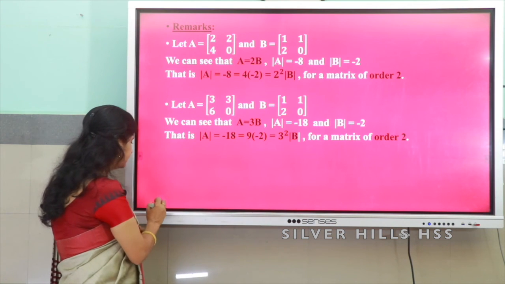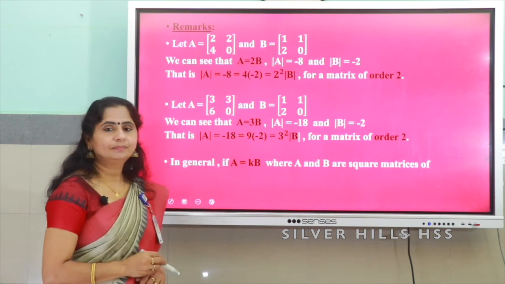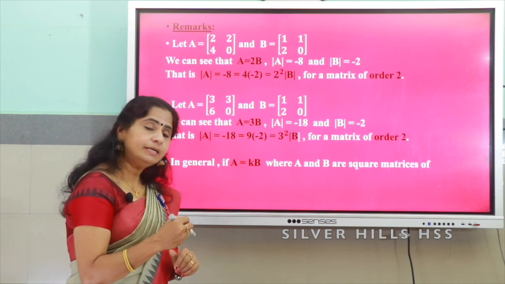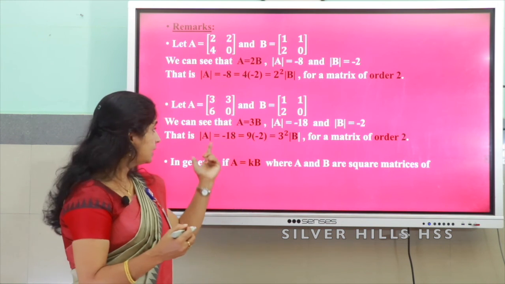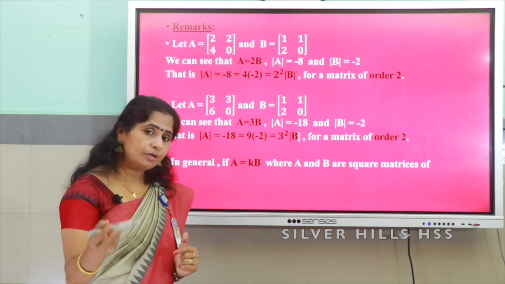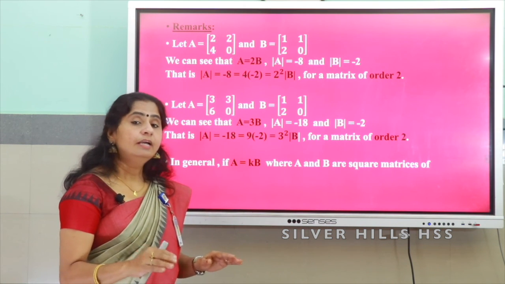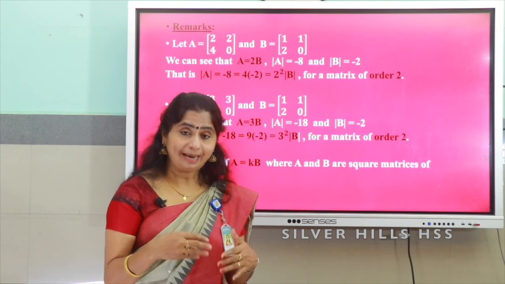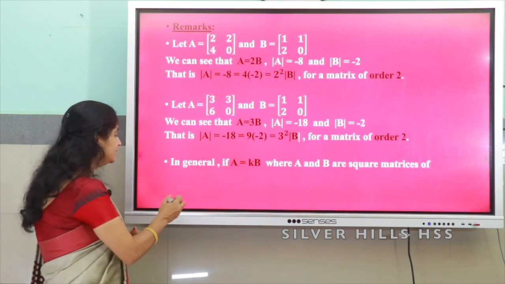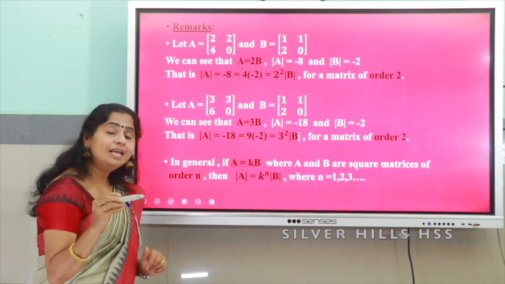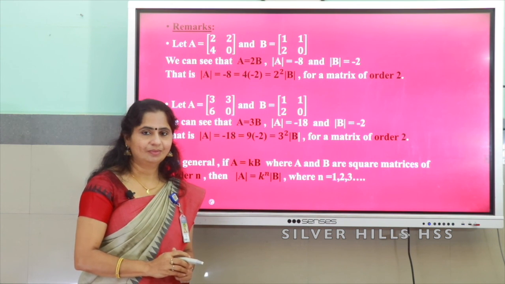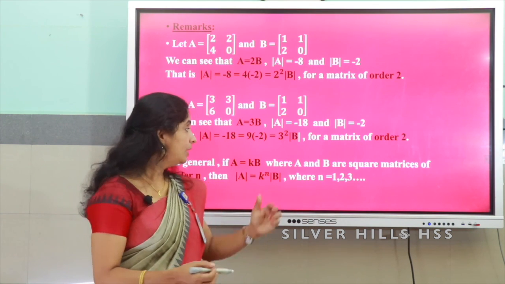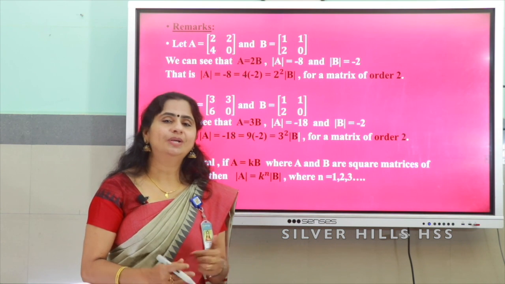Therefore, we can generalize: if A is equal to KB, in the first case K was 2, so we wrote 2 square into determinant B. In the second case K was 3, because A is 3B, so we wrote it as 3 square into determinant B. In general, if A is equal to K into B, where A and B are matrices of order N, we can write that determinant A is equal to K raised to N into determinant B, where N can take the values 1, 2, 3, etc.